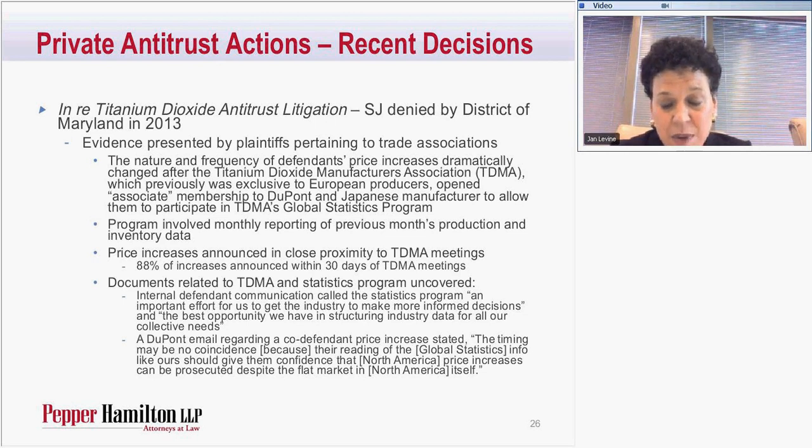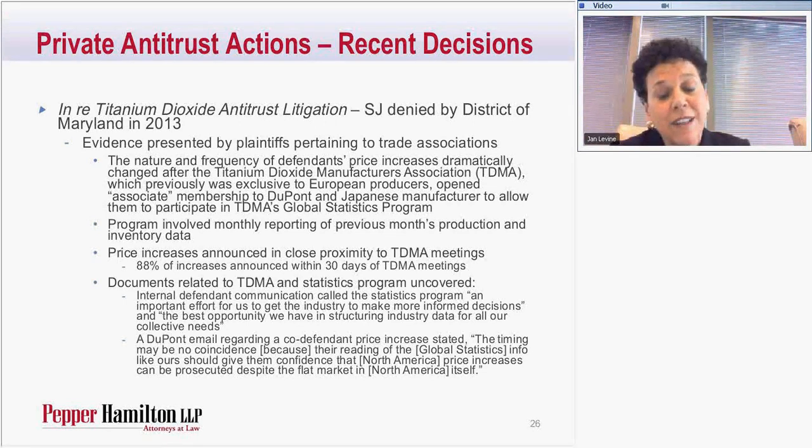Another email said, the timing may be no coincidence because their reading of the global statistics information like ours should give them confidence that the price increases, that the defendant price increases can be prosecuted despite the flat market in North America itself.